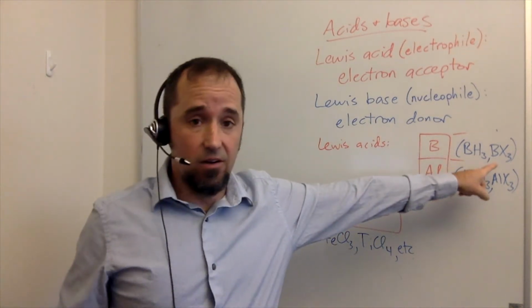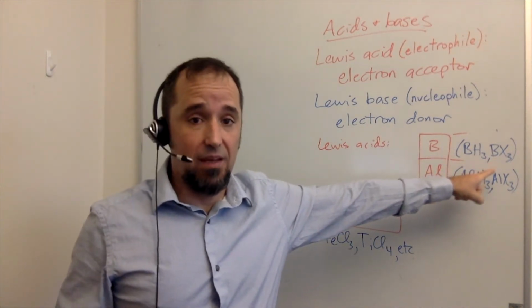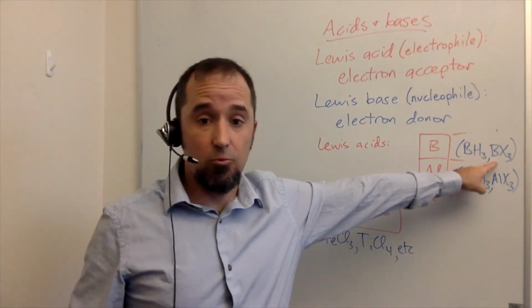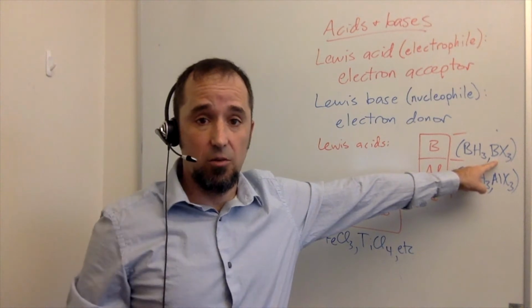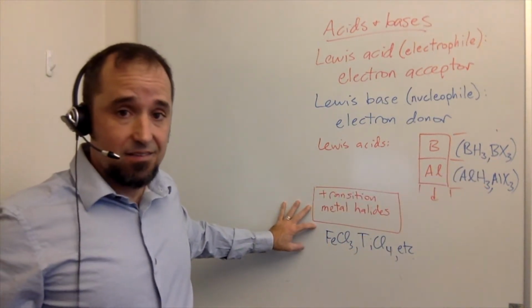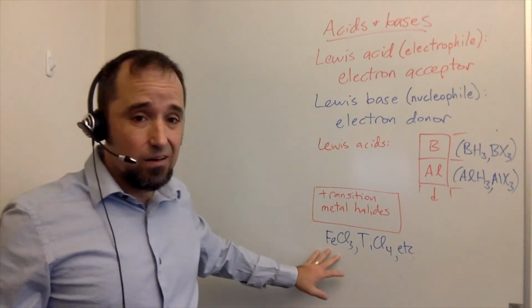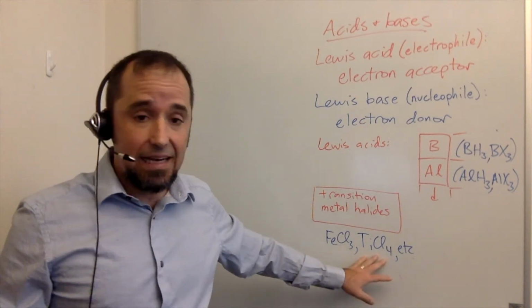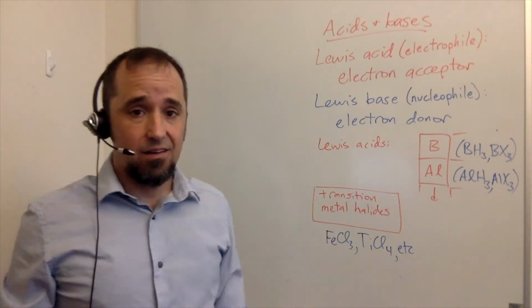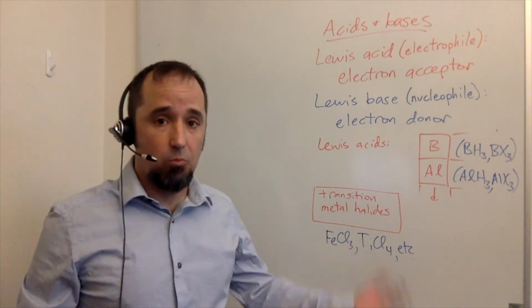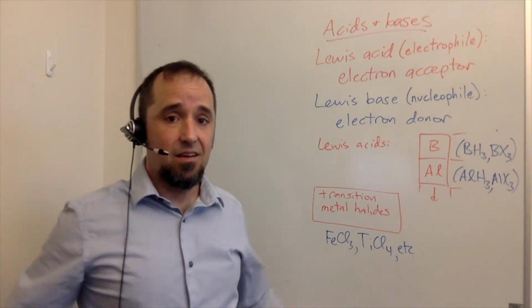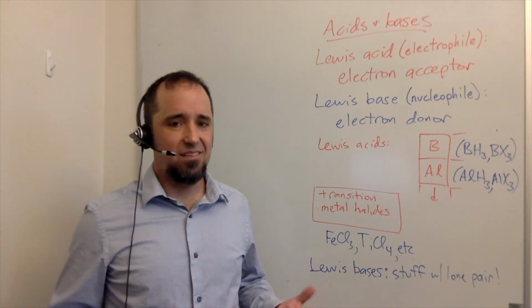This X here is a halogen, so it could be F, Cl, Br, something like that. So BF3 is the one we talked about earlier. That's a good Lewis acid. We can also see transition metal halides, so particularly iron, cobalt, titanium, that kind of stuff, typically top row stuff. But if you see chlorides or fluorides or bromides, again, that's a good sign that you're thinking about Lewis acids, electron acceptors.